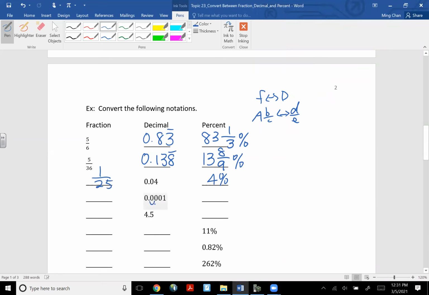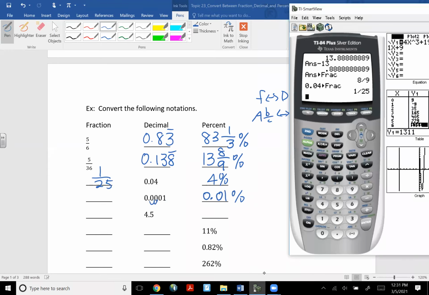Okay, I'm going to move the decimal to the right two places. So that will be 0.0, right? 1201%. All right, I'm going to convert the 0.0001 decimal notation back into a fraction.